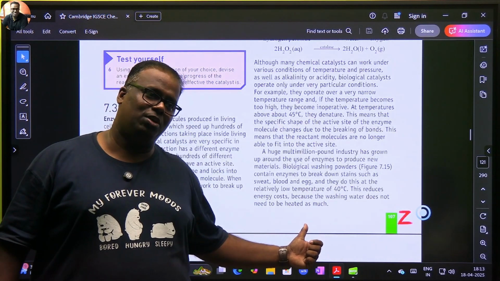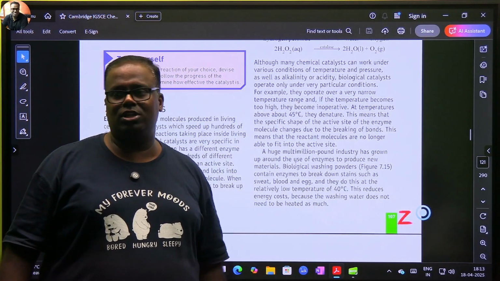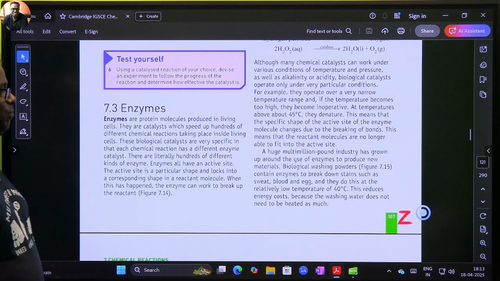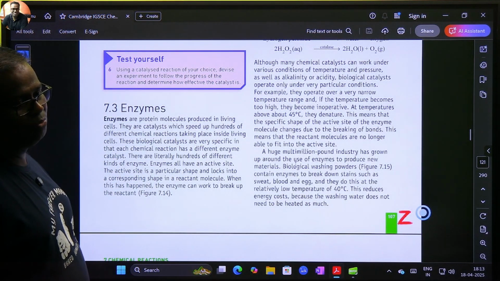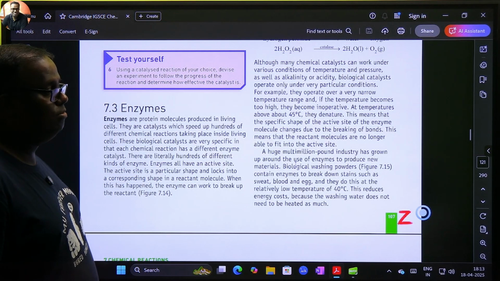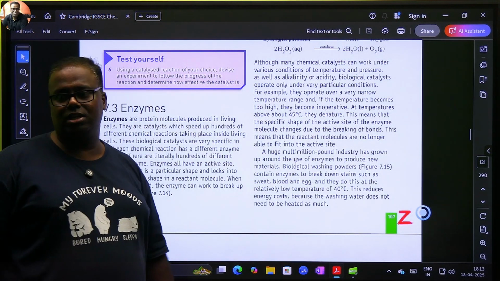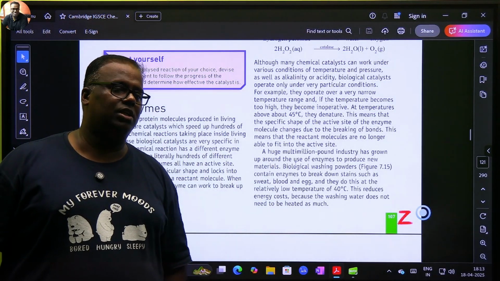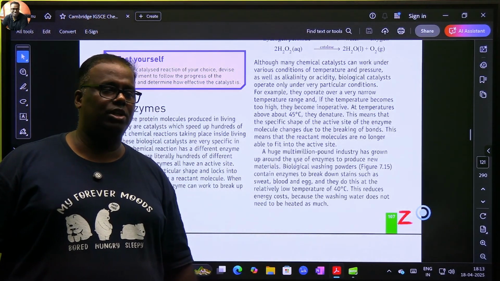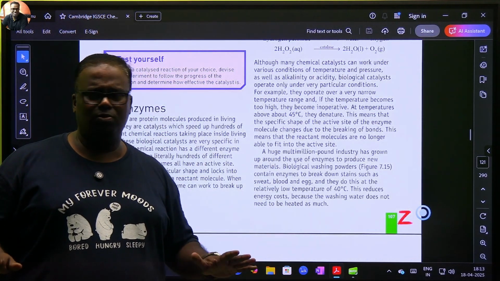Are you getting what I'm trying to say? Your heated water expense is coming down, because this washing does not need heated water. Why? Because I'm using a washing powder with a biological catalyst which has the capability to cling on to dirt at a temperature less than 40 degrees centigrade. I hope you have got a fair bit of idea.